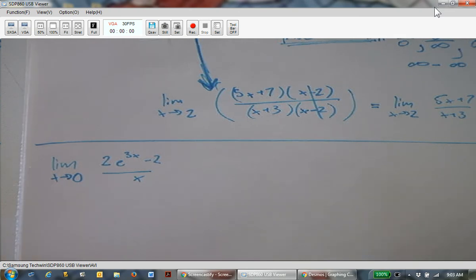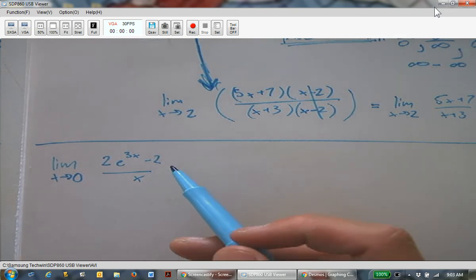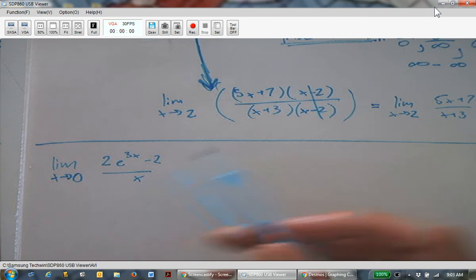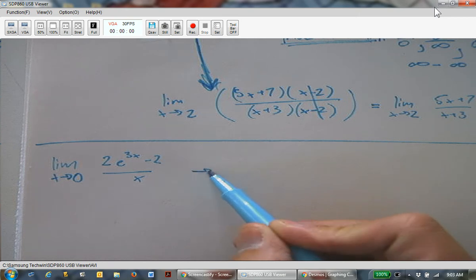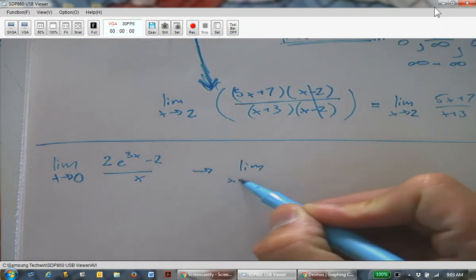Could you factor any of these things out into any other factors that we could cancel out? All right, let's do that. Okay, so let's do the limit as x approaches 0.